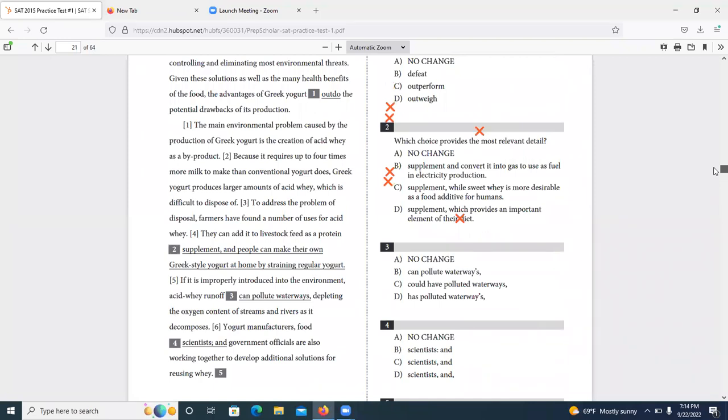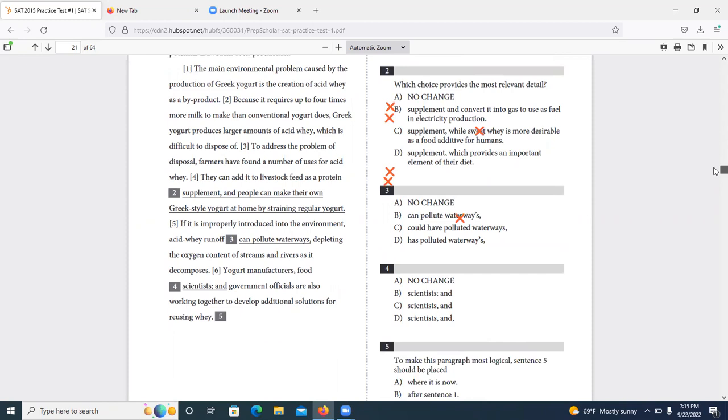The main environmental problem caused by the production of Greek yogurt is the creation of acid whey as a byproduct. Because it requires up to 4 times more milk to make than conventional yogurt does, Greek yogurt produces larger amounts of acid whey, which is difficult to dispose of. To address the problem of disposal, farmers have found a number of uses for acid whey. They can add it to livestock as a protein.